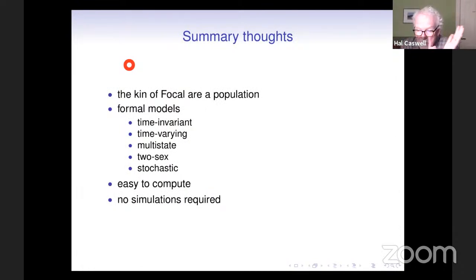If I was going to give a take-home message for this, it would be that we have a very powerful formal theory for kinship at this point. The kin of Focal are a population, and we can use that to develop models: time-invariant models, time-varying models, multi-state models, two-sex models, stochastic models. The reason I wanted to keep showing that same matrix equation is that it's easy to compute, and the form of the equation stays the same. So the formal aspect of this demographic analysis has succeeded in creating something that keeps the same form, even if you're looking at different kinds of situations.